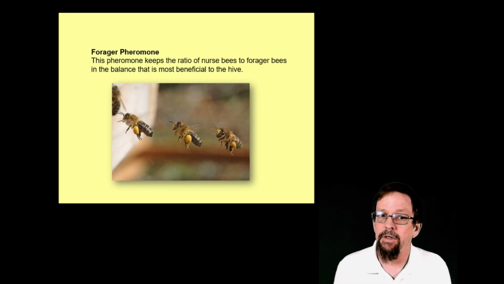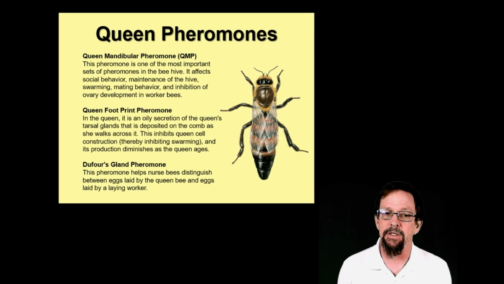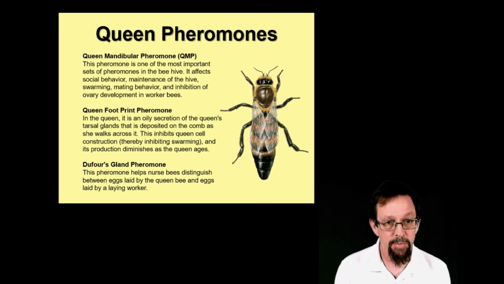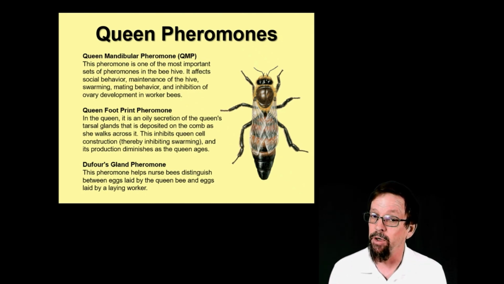Forager pheromone. This pheromone keeps the ratio of nurse bees and forager bees in balance and is really beneficial to the hive. So let's finally finish off with the queen's pheromones. These are probably the most essential pheromones in the hive that keep it together. The queen mandibular pheromone, or QMP, is one of the most important sets of pheromones in the beehive. It affects social behavior, maintenance of the hive, swarming, mating behavior, and the inhibition of ovary development in worker bees.